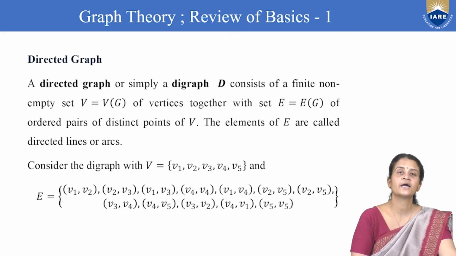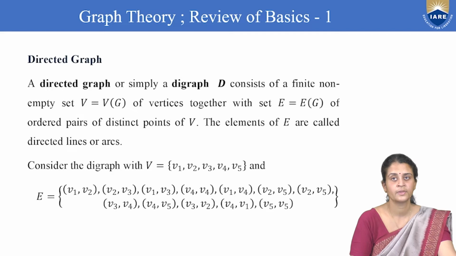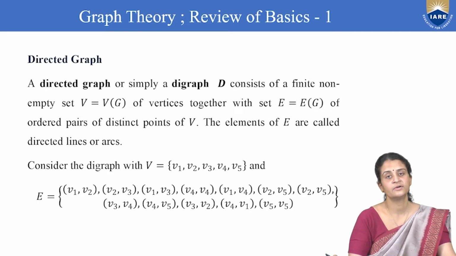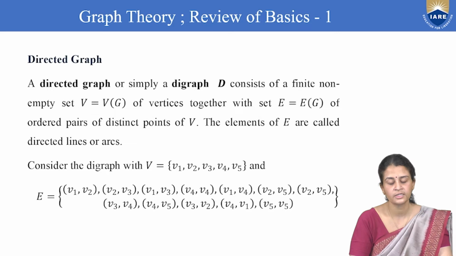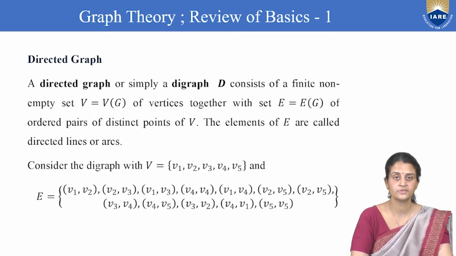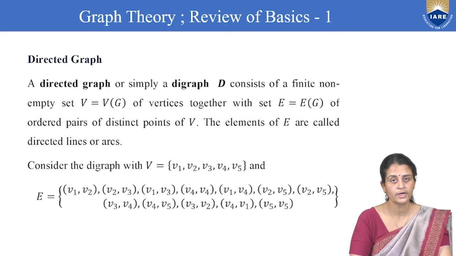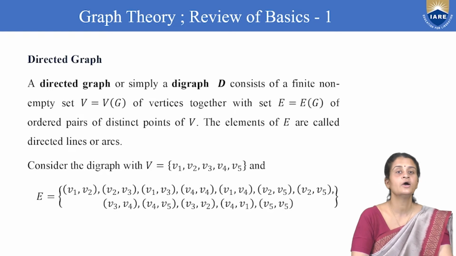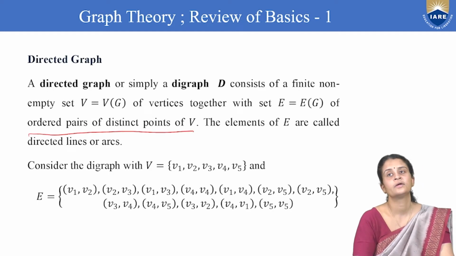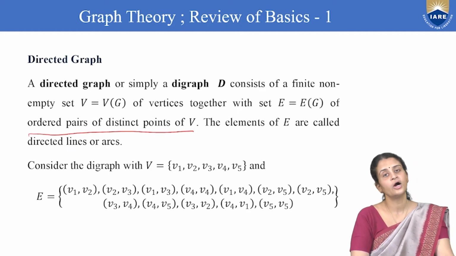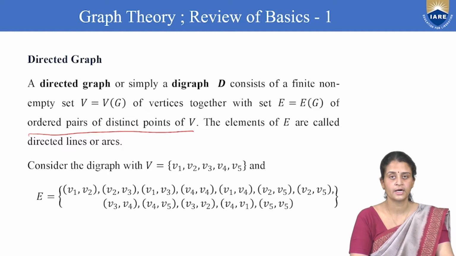It consists of a finite non-empty set V together with some edges. And each edge will be assigned a certain direction. Here, in the definition of a graph, we were using E to be an unordered pair of vertices, but here we are using an ordered pair of vertices. Ordered pair of distinct points of E. The elements of E are called directed lines or directed arcs.